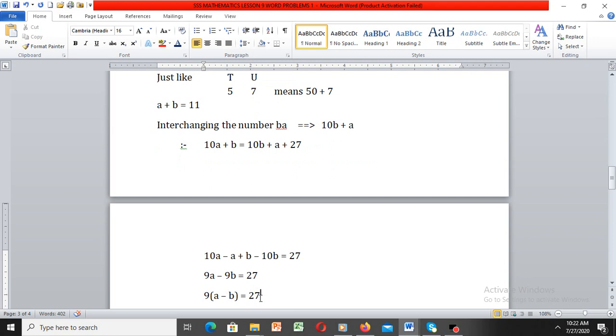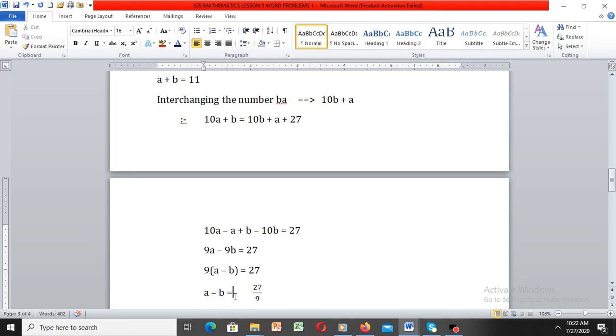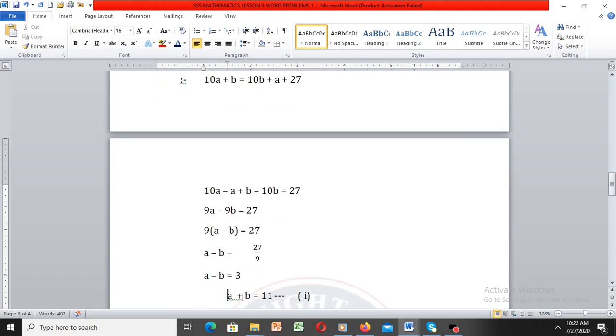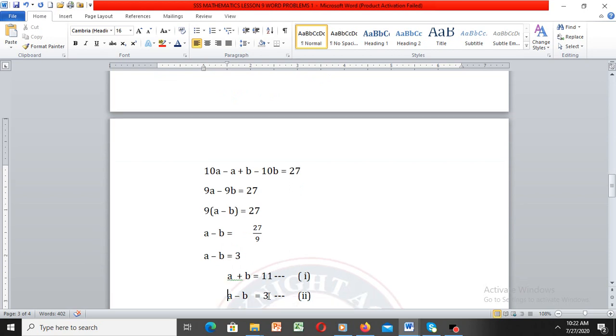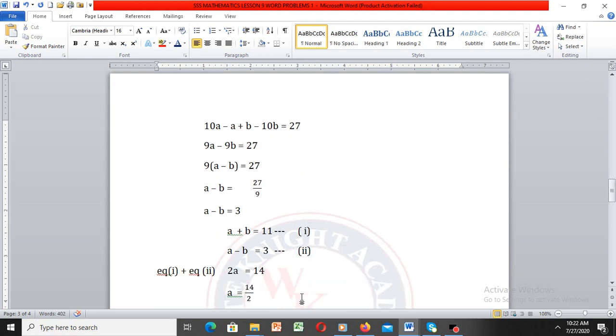Okay, we factorize. 9 is common, so we say 9 open brackets A minus B close brackets. Then we divide both sides by 9, so A minus B is equal to 27 over 9, then A minus B is equal to 3. We have succeeded in deriving our simultaneous equation from the word problem. The first equation is A plus B is equal to 11, equation 1, and A minus B is equal to 3, equation 2. That's our simultaneous equation.